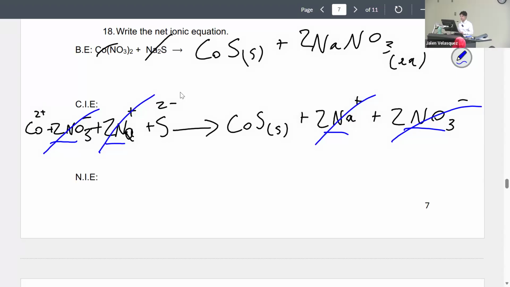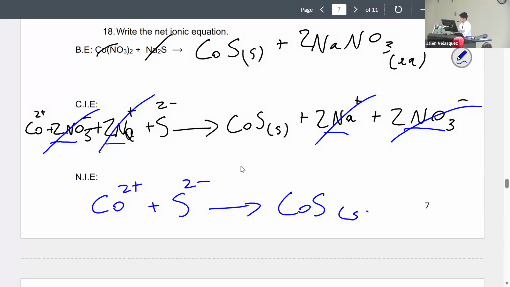verbiage is. Okay. So after we cancel out spectator ions, we can move to our final step and write the net ionic equation, right? And that's the easiest step because you're just writing down whatever was not crossed off. So what are you left with? You're left with cobalt 2+ plus sulfide gives you solid cobalt sulfide. Okay.